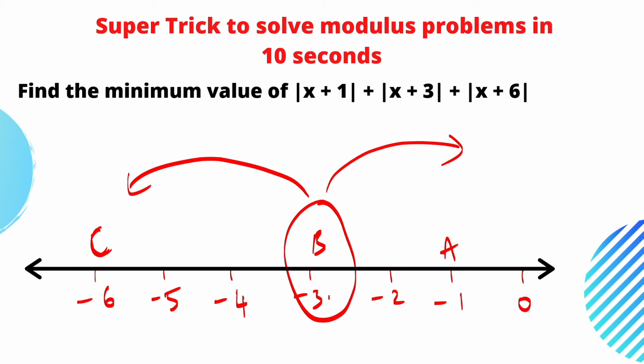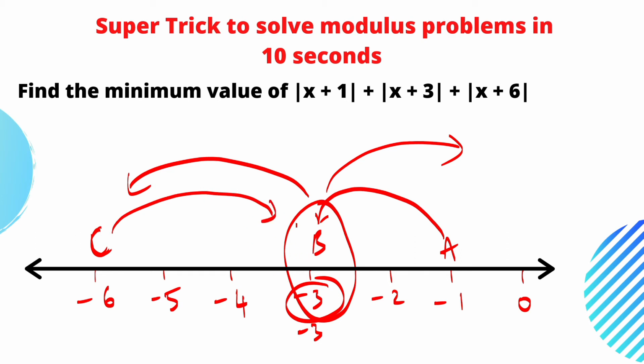Okay. The meeting point is at minus 3. A meets B at minus 3. C also moves towards B, and C meets at minus 3. So how much distance is C traveling? From minus 6 to minus 3, it is traveling 3 units. B is not traveling, so 0. How much is A traveling from minus 1 to minus 3? 2 units. So what is the minimum value here? 5. 5 units is the minimum value.